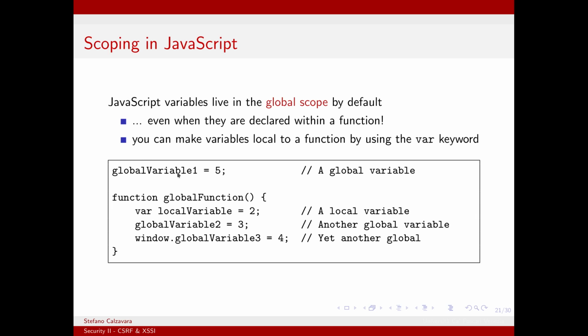Here we're declaring a global variable with value 5, and then we define a new function, global function, which contains internally two more variables. One is a local variable because it's anticipated by the var modifier, while the other variable is global variable 2, which is indeed global because we don't mention the var modifier here. So although this variable is declared within a function, it's still visible outside of the function. And you can also declare a global variable in JavaScript by defining properties over the window object, like in this way.